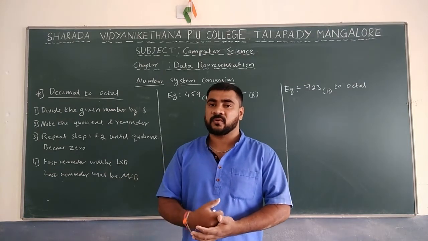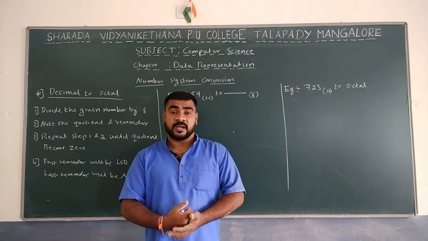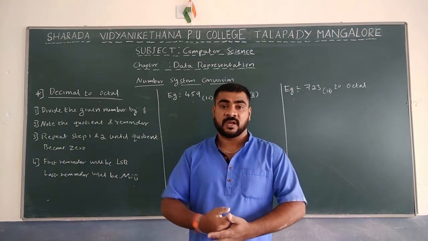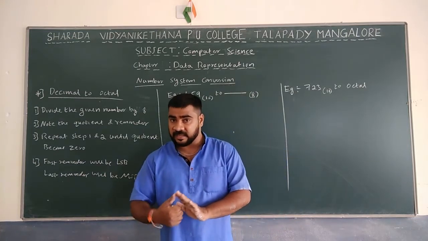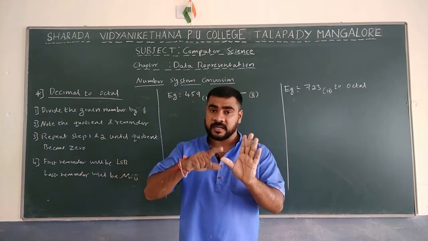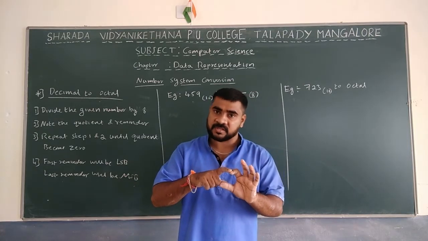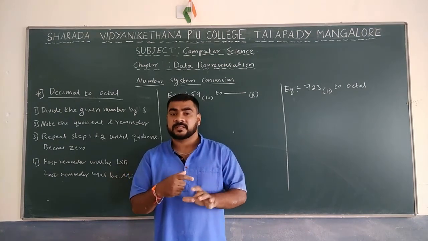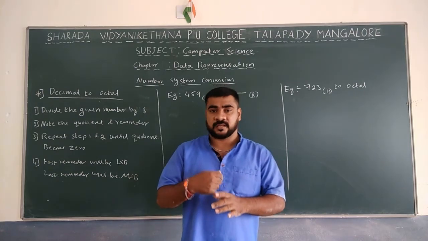Today we are moving to the next session based on the chapter data representation. In the last session we mainly discussed number system conversions: if any number is given, how we can convert it to another number system. Mainly we discussed decimal to binary conversion, decimal fraction to binary conversion and binary to decimal conversion. All these three types of conversion we studied in the last session.